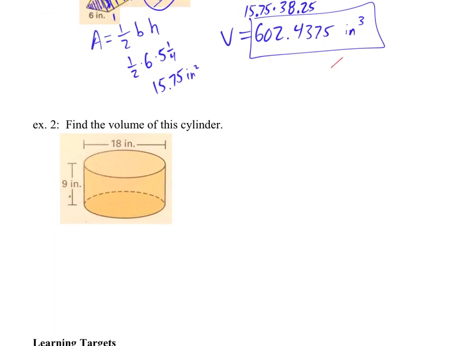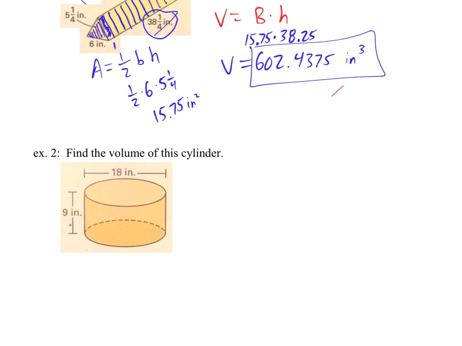Example 2, I just wanted to show you that it's not always going to be a triangle. If we're trying to find the area of the base, V equals capital B times H. Now the base is a circle, perfect. So you could look at it as though it's this bottom one if you wanted to. I picture it that way more than the top.